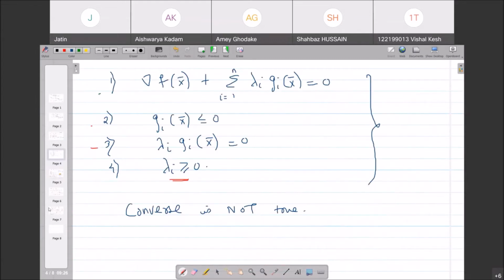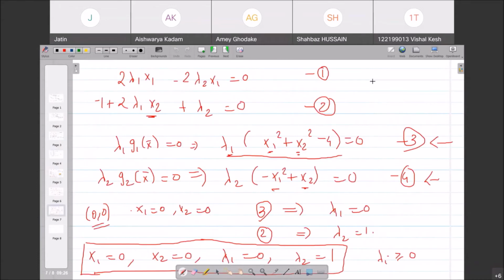Is it satisfying the first condition? Yes. Is it satisfying the first two conditions? Yes. You put x1, x2 as 0, 0. So 0, 0 will give me 0. My lambda 1 is 0. My lambda 2 is 1. So 1 and minus 1 is 0. So all the conditions are satisfied for this x1, x2, lambda 1, lambda 2.